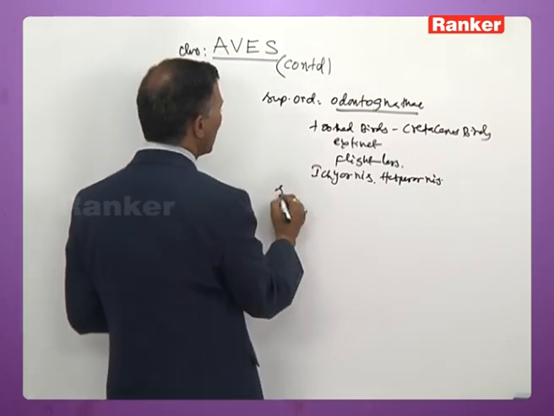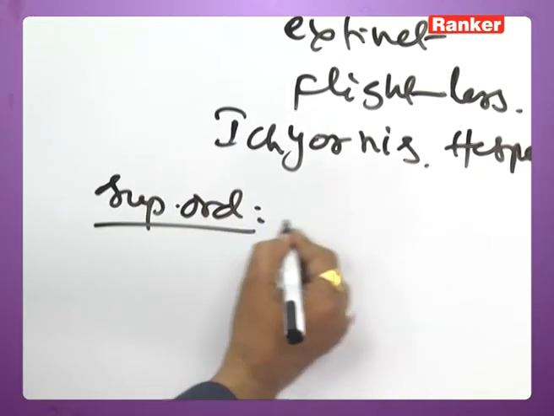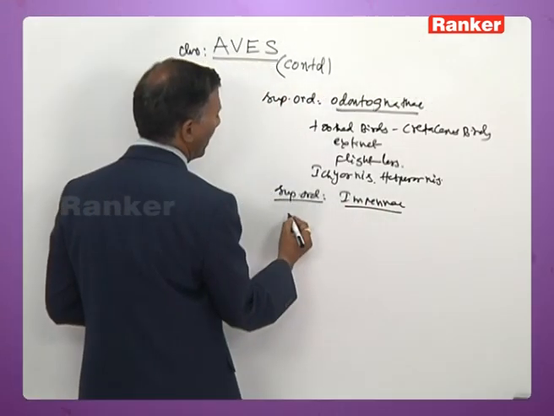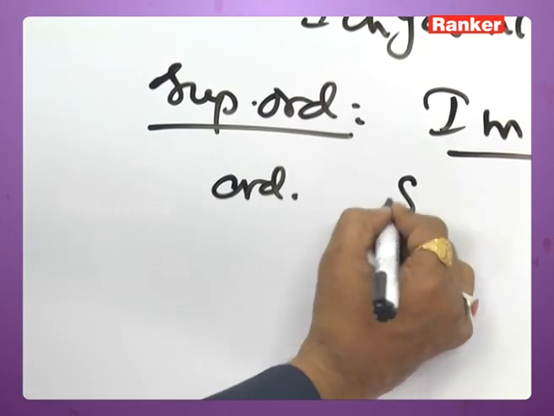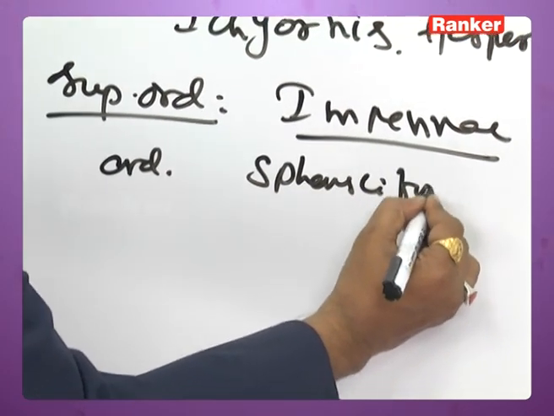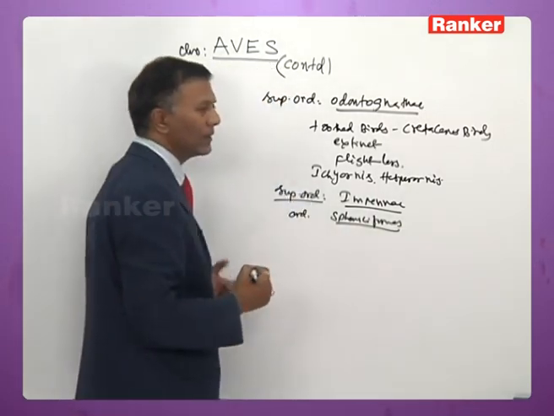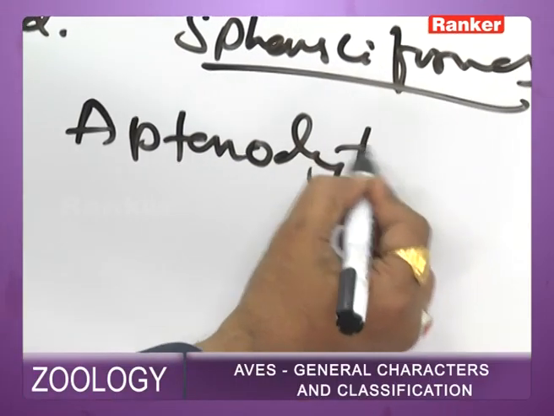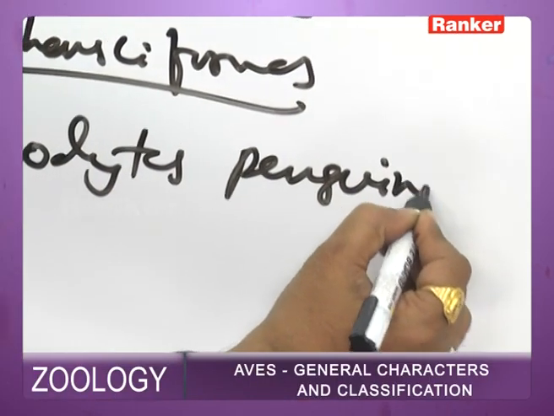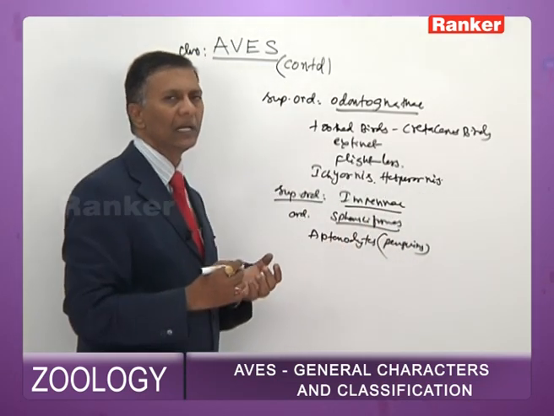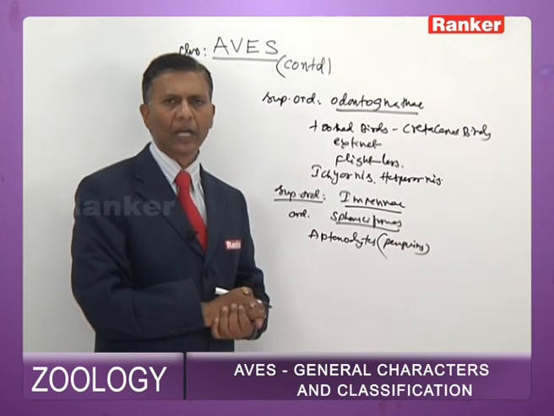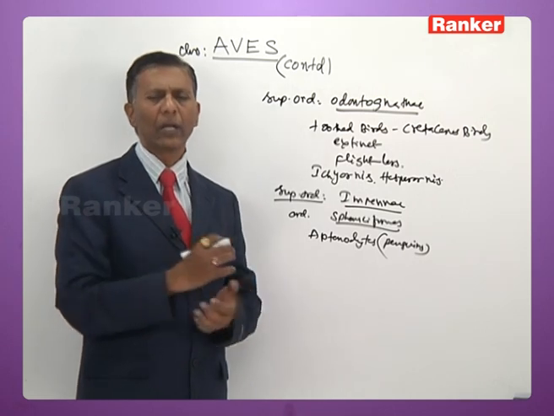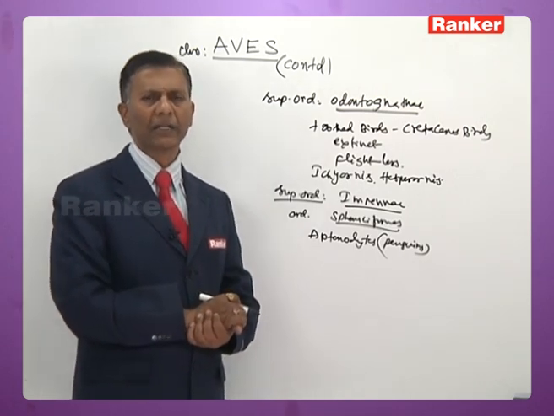The next you have another superorder, superorder Impennae. Order Sphenisciformes includes penguins, Aptenodytes. These penguins are abundantly present in polar regions. They are all gregarious, found in groups. Wings are paddle-like, feathers are scale-like.